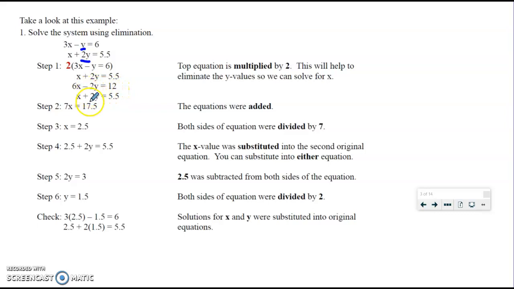Because these two y's are opposites of each other, I could add them together, and I get 6x plus x to get me 7x equals 17.5. And then if I divide both sides by 7, I get x to be 2.5. So if I know what x is, then I can find out what y is by plugging 2.5 in place of this x. So I have 2.5 plus 2y equals 5.5. And I solve for y. I get 2y equals 3, and then I get y equals 1.5.